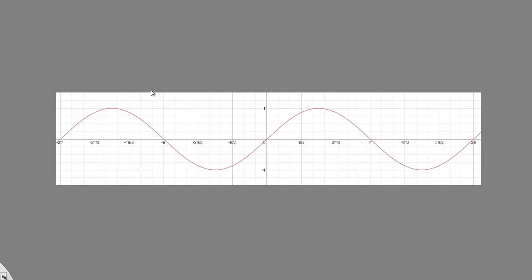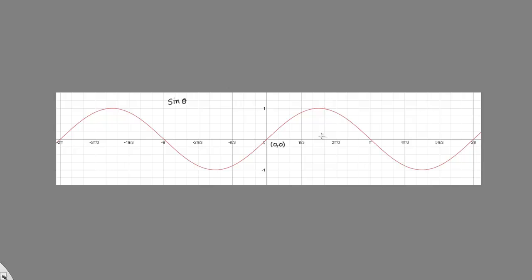So this is the graph of sine x. So let us write this down. So this is a graph of sine x or sine theta. So you see at 0 it takes value of 0. So you have x is 0 and y is 0.